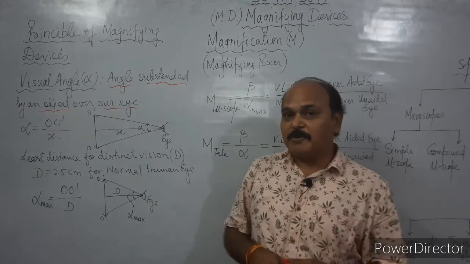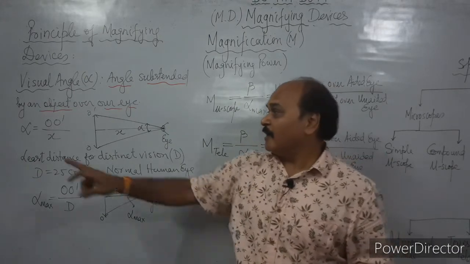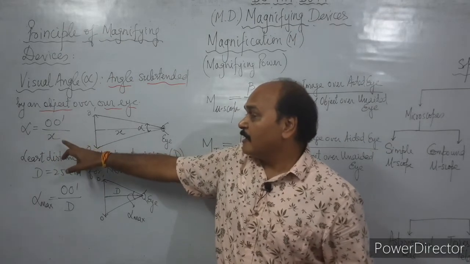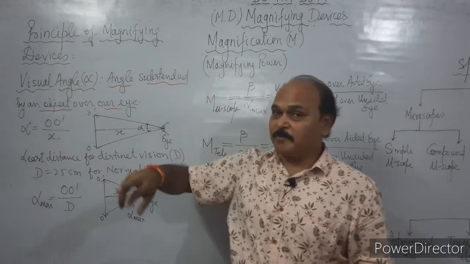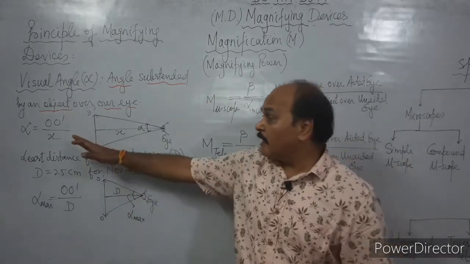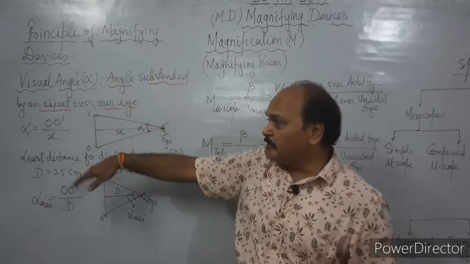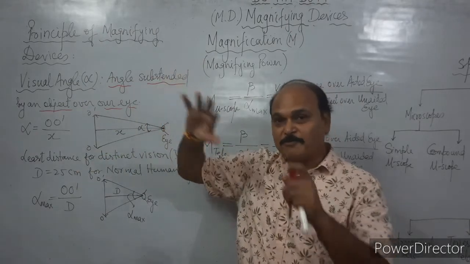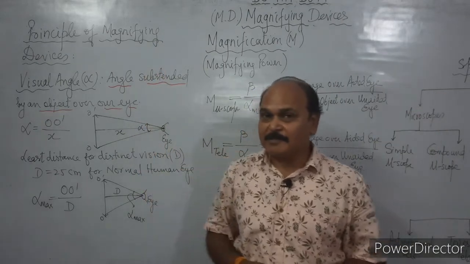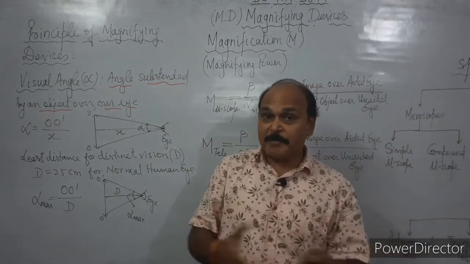So visual angle is small because of two reasons. One, either O dash is small for microscopic objects, or x is very large for telescopic objects. And all magnifying devices enhance this visual angle. They increase this visual angle. And once the visual angle of an object visible to us increases with the help of magnifying devices, the same object appears bigger to us.